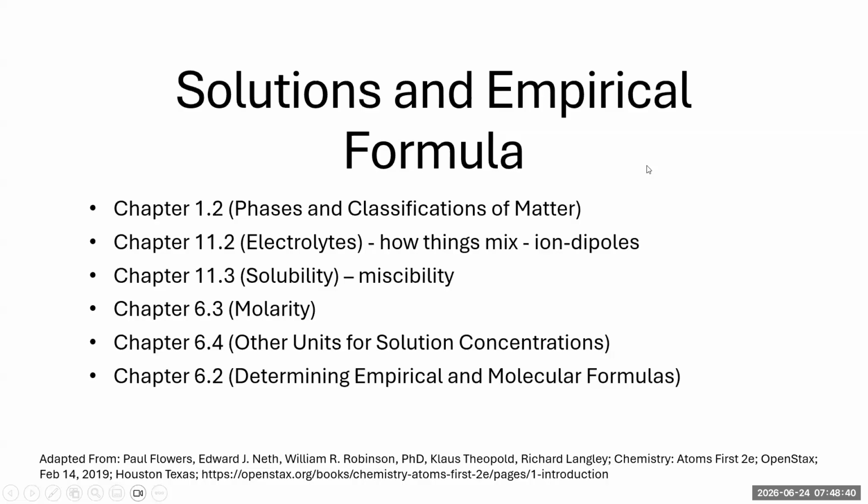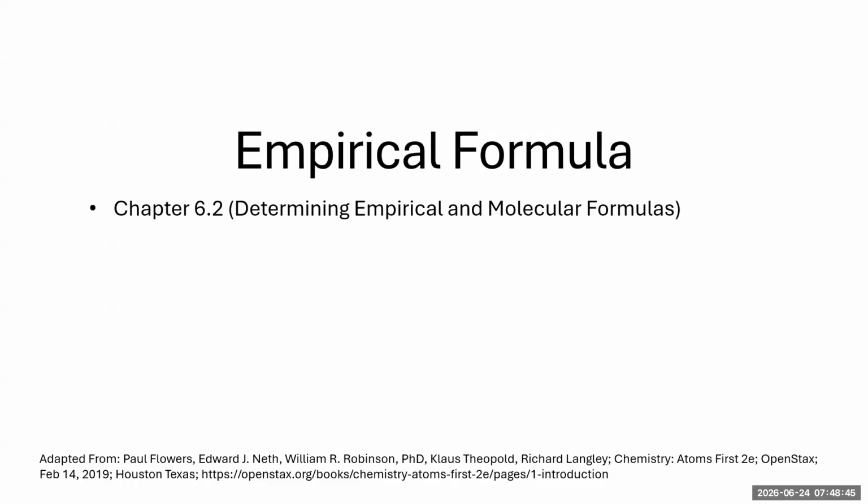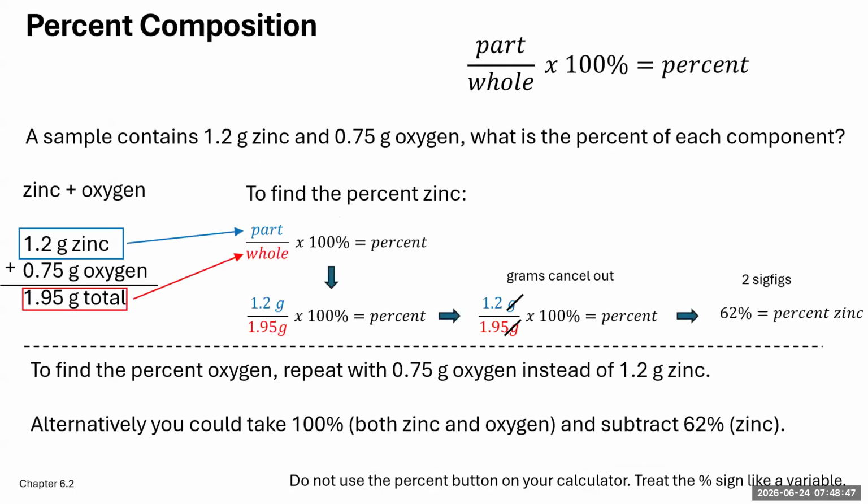Today we're going to do the last part of solutions and empirical formula, and that's going to be the empirical formula. First part is percent composition. Sorry, spaced out there. We're going to revisit this percent equation that we used all the way back in topic 2. So let's take a look. It's going to be the part over the whole times 100% equals the percent of whatever that part was, right? Let's do a sample question.